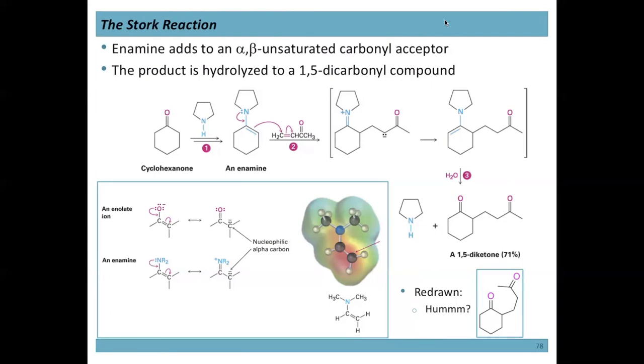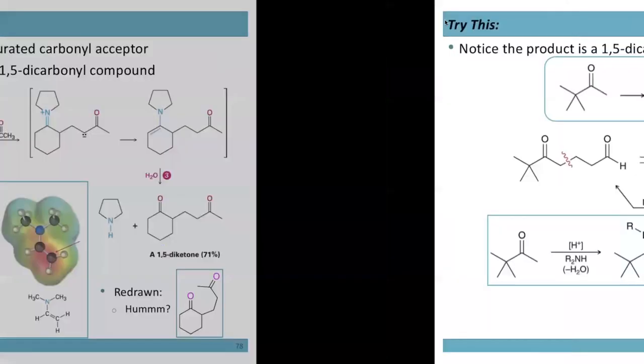Still waiting. I'm waiting for an answer. I'll sit here until someone answers, and I may be sitting for a long time. You're probably yelling at your screen that that's an intramolecular aldol, and you're correct. We can do an intramolecular aldol reaction with that.